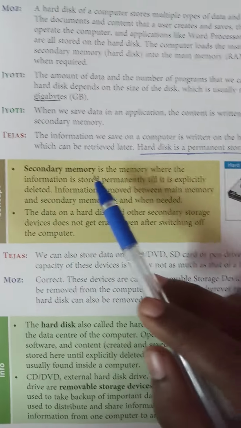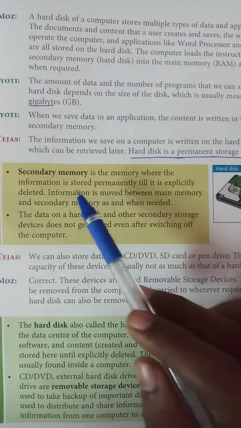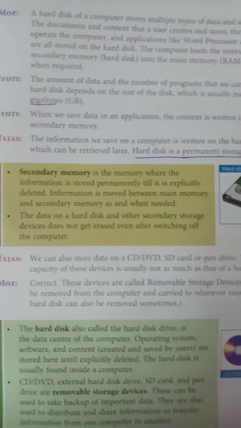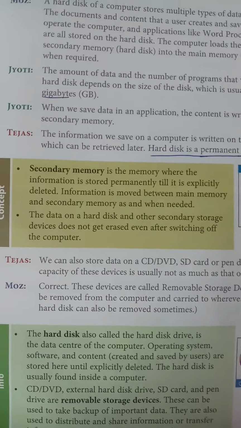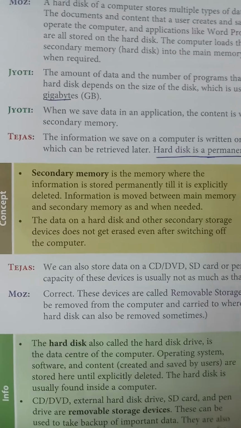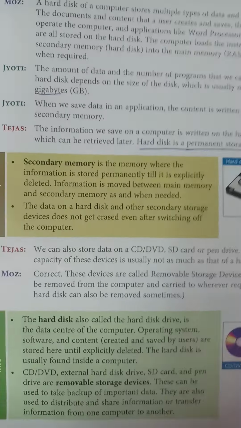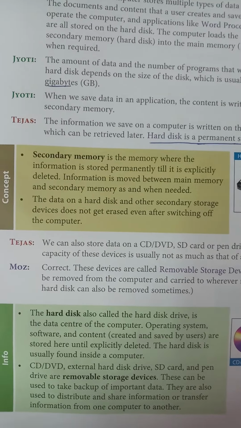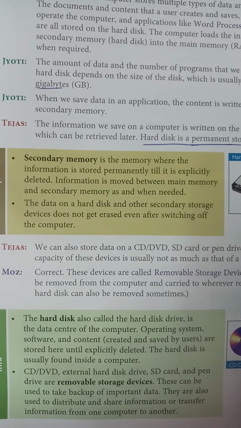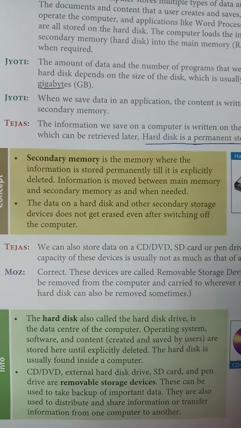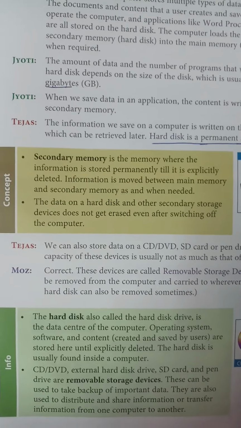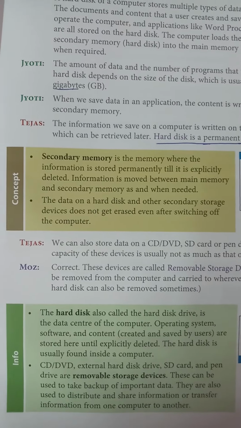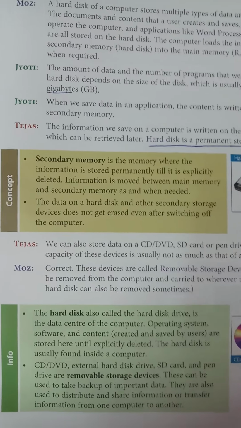So here the concept: secondary memory is the memory where the information is stored permanently till it is explicitly deleted. When I save the data in the secondary memory, it will not be deleted. Only when I delete the data from the secondary memory will it be deleted. Otherwise it will not be deleted from the secondary memory.